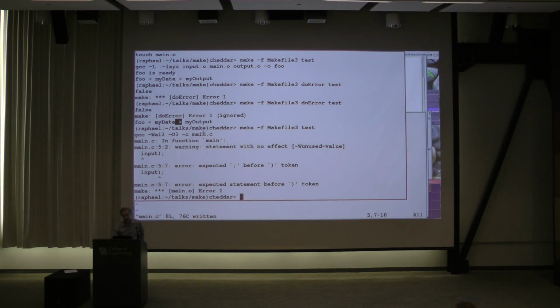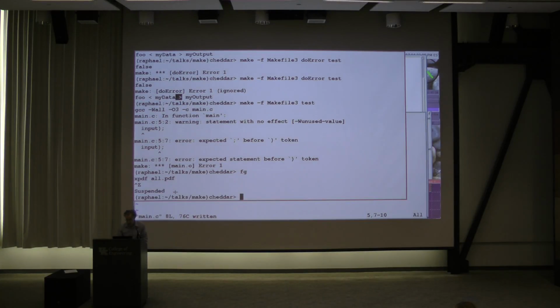All right, it recompiled main. Warning, statement with no effect. Warning, okay, error. Make stopped at the error. It didn't continue. Now I can tell it to continue if I want, but typically when you're compiling stuff, you don't want make to keep going if there's an error at one step. And so usually that's exactly what you want. You can always use the minus if that's your intention. That's not what I wanted to do.